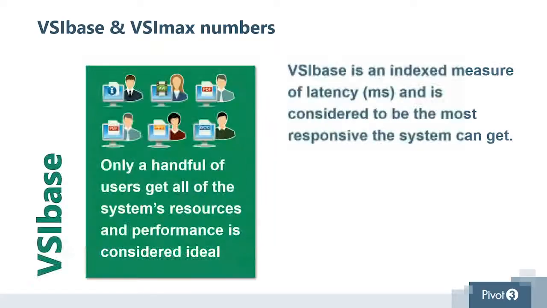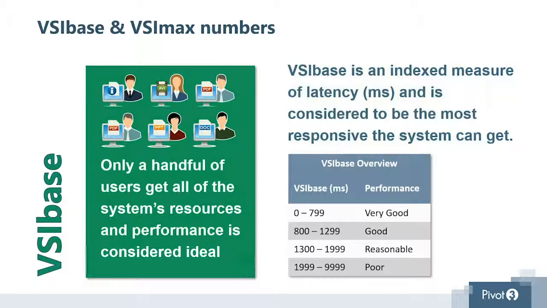So this gives us a real indication of how that system is going to respond when you deploy to production. Now, to characterize that environment, we have two numbers that we look closely at when we evaluate systems such as Pivot3's: VSI base and VSI max. Basically, these two numbers are comprised of an indexed measure of latency. We're doing a lot of things on these desktops, grabbing all of these responsiveness numbers and indexing them into a common number that we use to determine the VSI base and VSI max. It's considered a good indication of how responsive that system is.